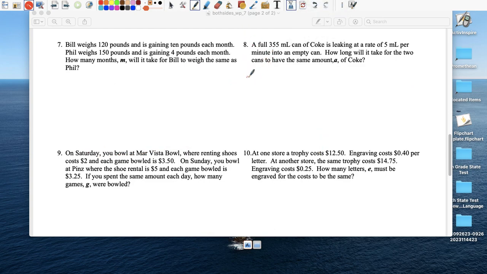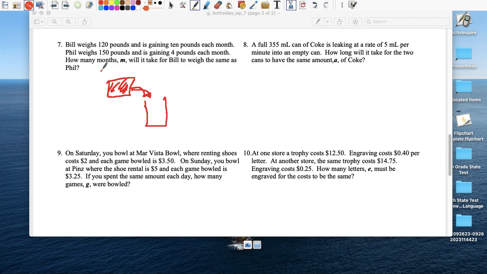This one, we have 2 cans of Coke. One is full, by the way, and here's the empty one, and the full one is being poured into this one.